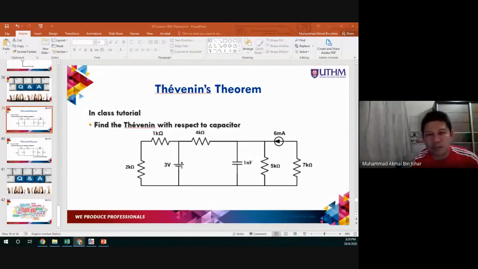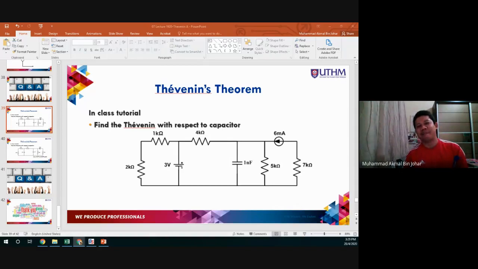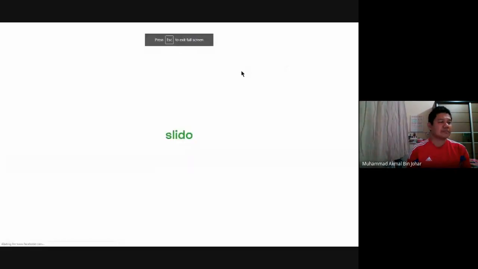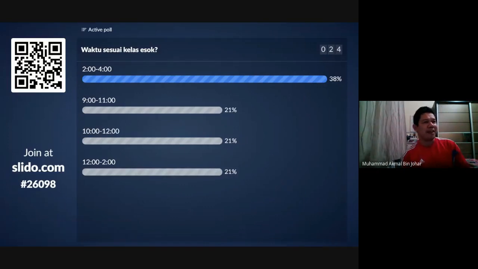Limited to one. Okay, boleh jawab di slide. Oi, rajin. Oh, baru seorang. Okay, tolong lagi. Undi, undi, undi. Eh, macam tengok market share pasaran saham lah. Teruskan mengundi. 38% memilih 2 hingga 4.